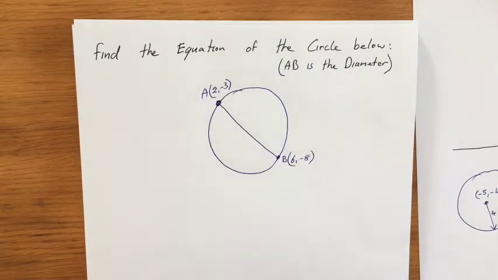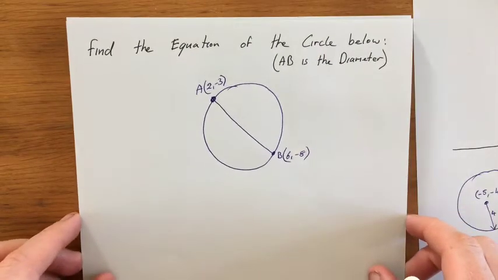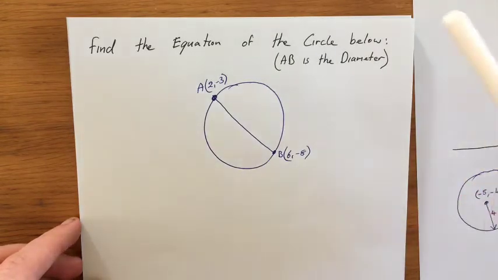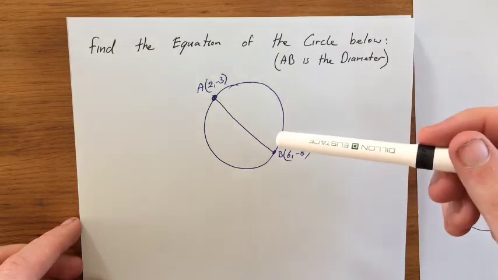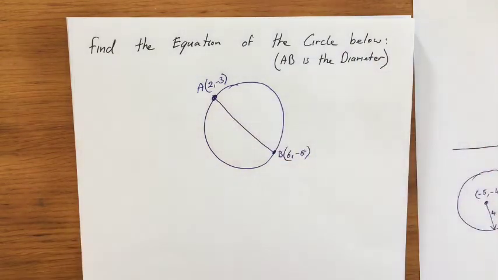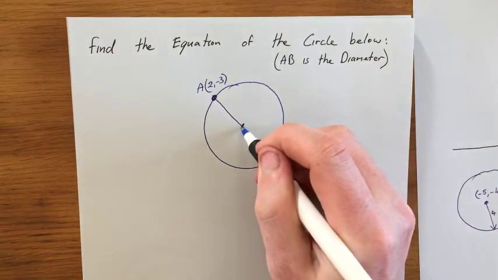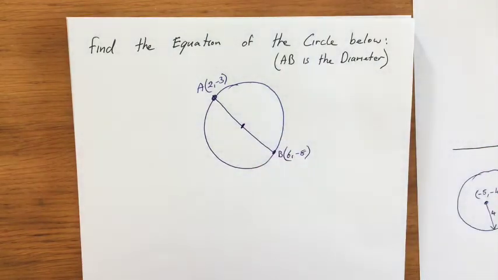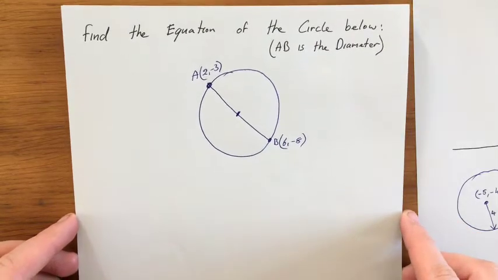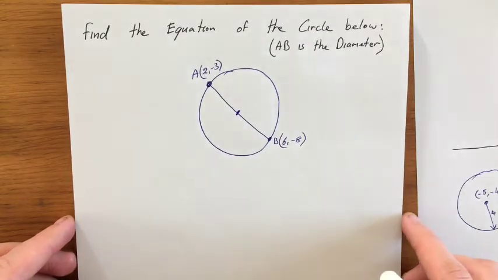Okay, so I'm going to get you to try this question here, so I'm going to get you to pause the video now in a second and try this question. So it says find the equation of the circle below, and it tells you that AB is the diameter. So if AB is the diameter, it means that the center of the circle must be somewhere on it. So you need to find the equation of that circle. So I'm not going to say anything, I'm just going to let you try it. So you pause the video now, and then when you have it tried, you can start playing it again.